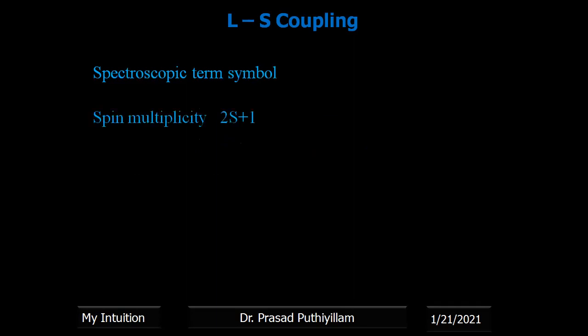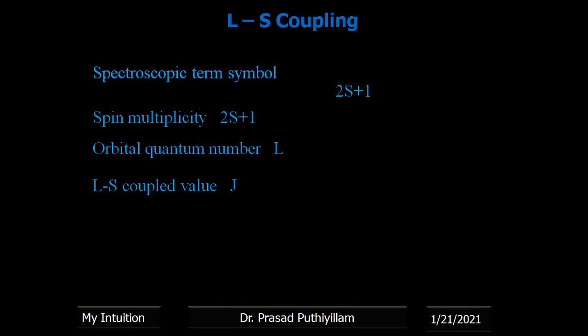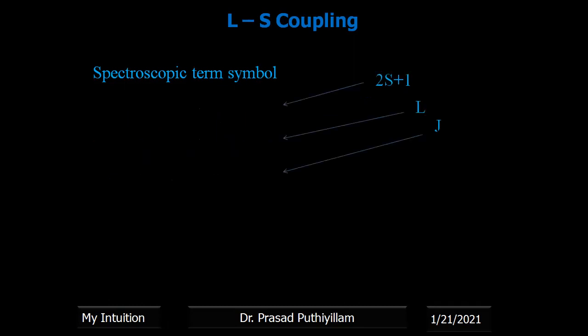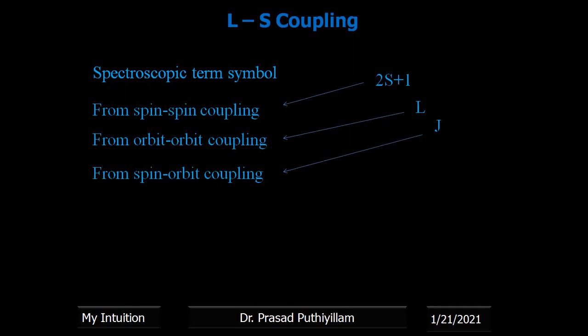Now, the spectroscopic term symbols. If you have the spin multiplicity value, the orbital quantum number, and the LS coupled value, that is J, then we can write a spectroscopic term as 2S plus 1, L, J. So this is the way to represent a spectroscopic term, in which 2S plus 1 is from spin-spin coupling, L is from orbit-orbit coupling, and J is from spin-orbit coupling values. Initially I'm considering only the spin multiplicity and orbit-orbit coupling values. J values we will consider at the end.